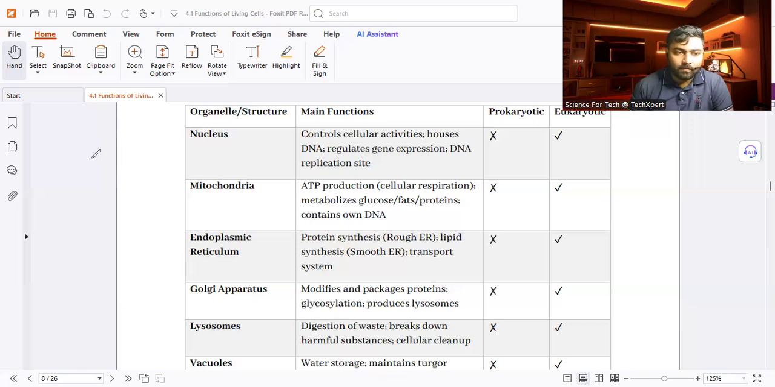ATP production. First of all, the glucose in our body is used for energy production, or for the cellular respiration process. When we eat carbohydrate, it produces glucose as the final product. Then this glucose is used for energy production.